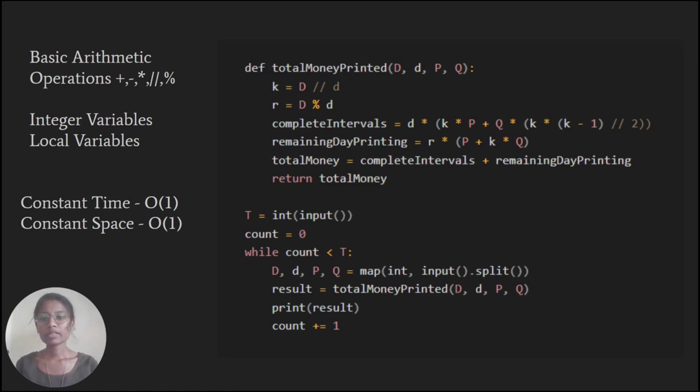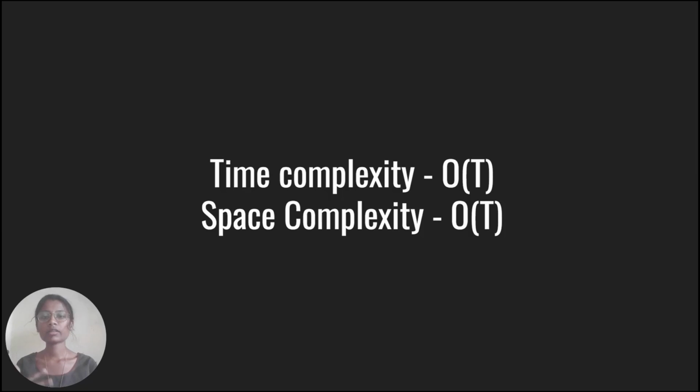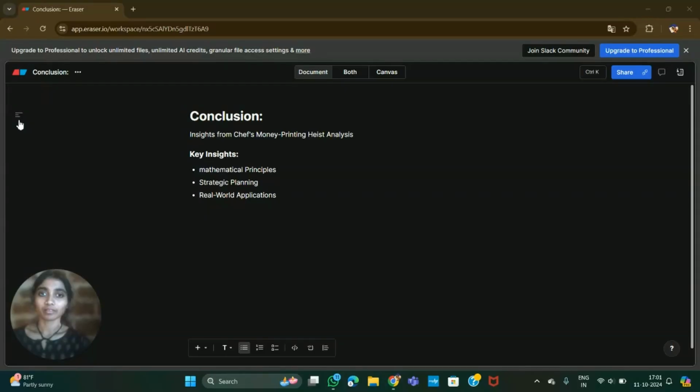Similarly, the space complexity is also O(1) because it is only taking 4 integer inputs. These are said to occupy only a unit amount of space in the computer's memory. There are no additional data structures such as lists or queues being used here. So we can say that the space complexity is also O(1). And there are T test cases in our problem. Therefore, we can conclude that our overall program takes O(T) time and O(T) space.